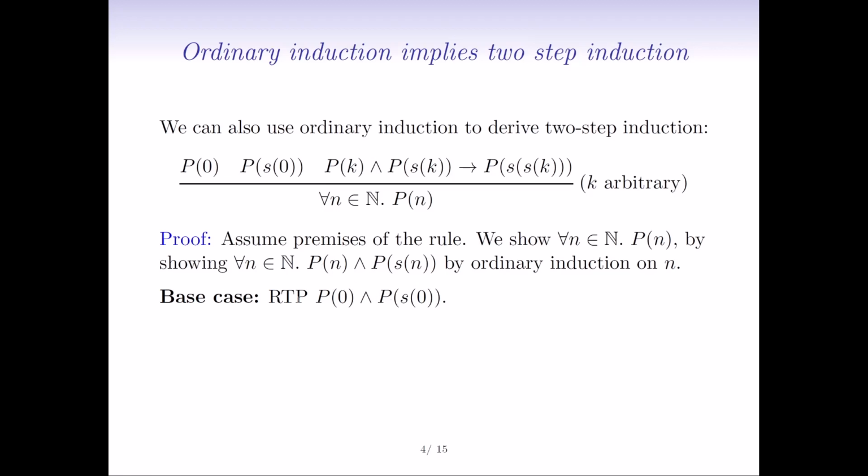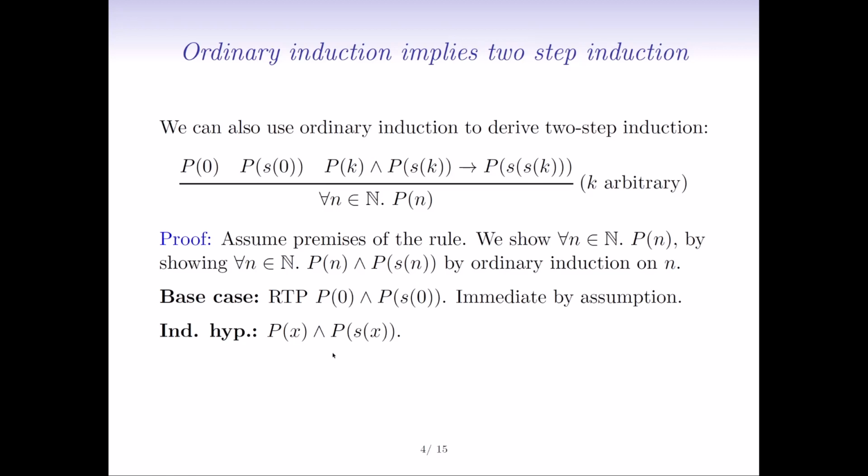So in the base case, if I want to show this statement, remember I have to show that this is true for the natural number 0. That's what the base case of ordinary induction says. So what I have to show is that P0 and P of S of 0. Now, that's immediate because we've already assumed that P holds of 0 and P holds of S of 0. These are the two base cases of the two-step induction. So we have both of these already as assumptions. So the base case is proven.